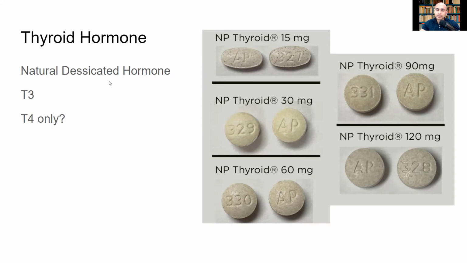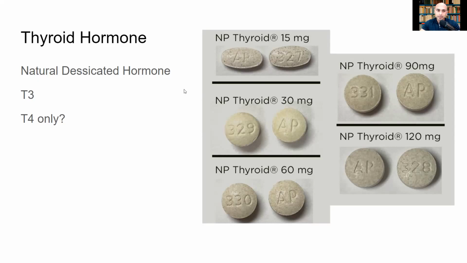The good thing about natural desiccated hormone is it tends to include both T3 and T4, along with T0 through T2, which are thyroid hormones that we are recognizing have some additional function outside of T3 and T4. They also contain thyroglobulin, which helps in terms of absorption. T4 is very difficult. It tends to get degraded pretty easily in the GI tract, and thyroglobulin seems to prevent this to a certain extent. T3 is readily absorbed.